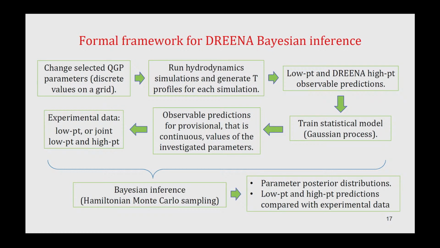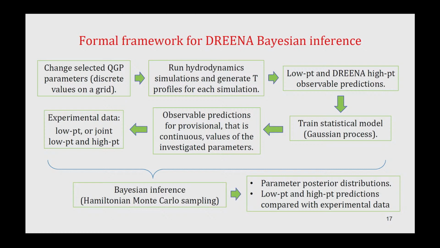And then for each set of parameters, you run hydrodynamic simulations and generate low PT predictions, and at the same time you generate a temperature profile for each simulation, which will then be used as an input in the RAA framework for high PT predictions. And then you train a statistical model on these low PT and high PT predictions, which you obtained for discrete parameters on a grid.